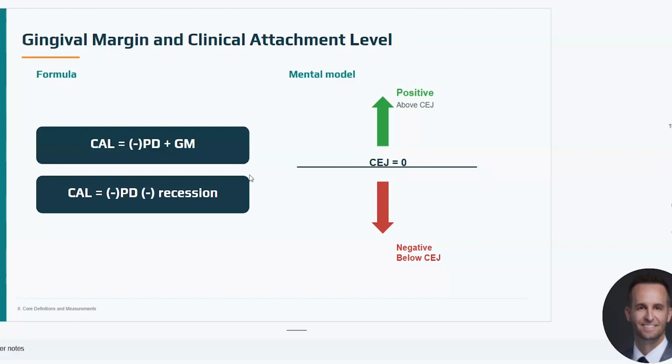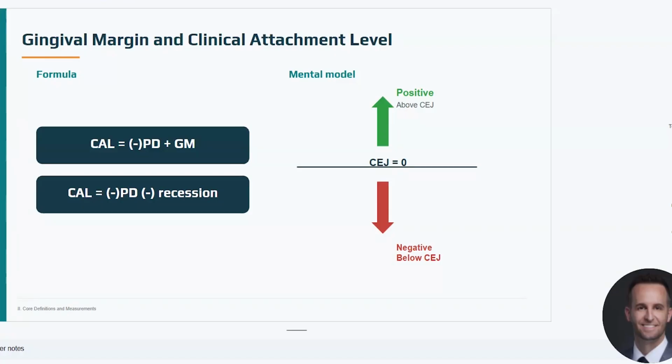If we have a recession of 2 millimeters, we can see 2 millimeters of root before the gums even start. And then from the edge of the gums, we now have another 2 millimeters to the base of that pocket. We can take those two values, 2 and 2, and say there's 4 millimeters below the CEJ where that gum tissue attaches. That's where we get our clinical attachment level.